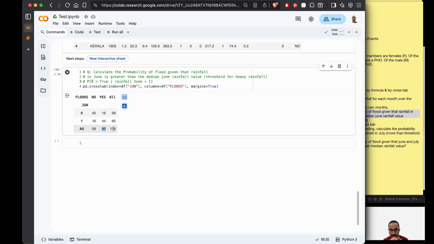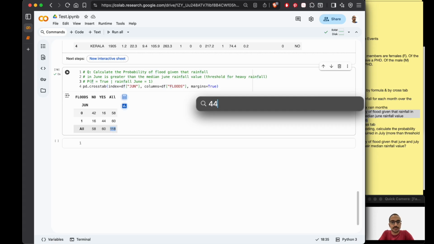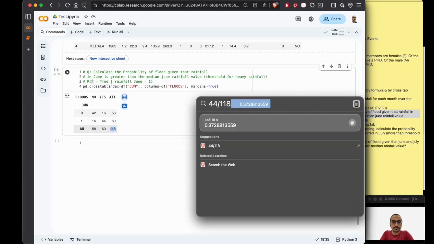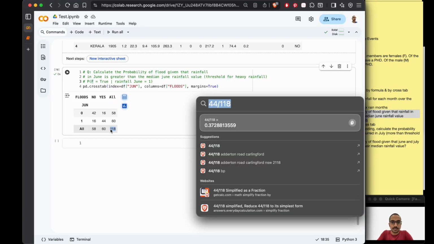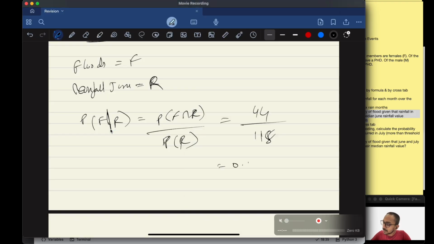Yeah, so total would be 60. Wait, total would be 60. Total would not be 60. Total would be 118, irrespective of this one. I'm getting confused. Okay. So that would be 44 over 118. That would be 0.372. So this will be 0.372.